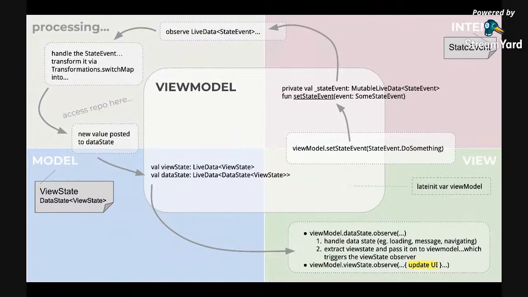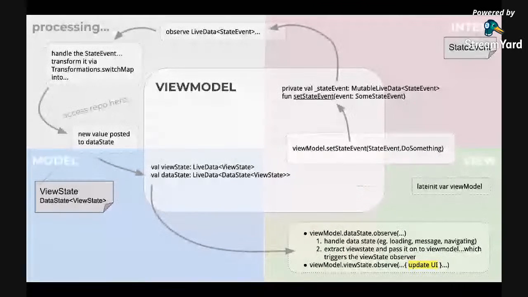So I guess where the view model overlaps with model, the view models each have a view state property, which is live data of a view state, and a data state, which is also live data. And the view, being the fragment, has a handle on that view state and on the data state. Because the fragment has a reference to the view model, that's how the view is able to observe the view state.